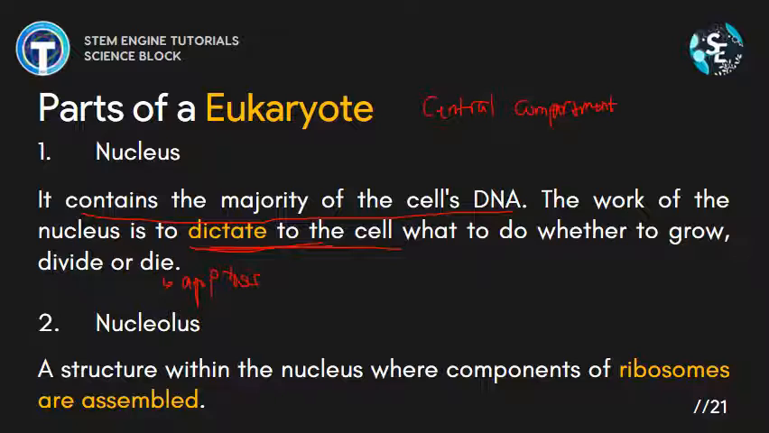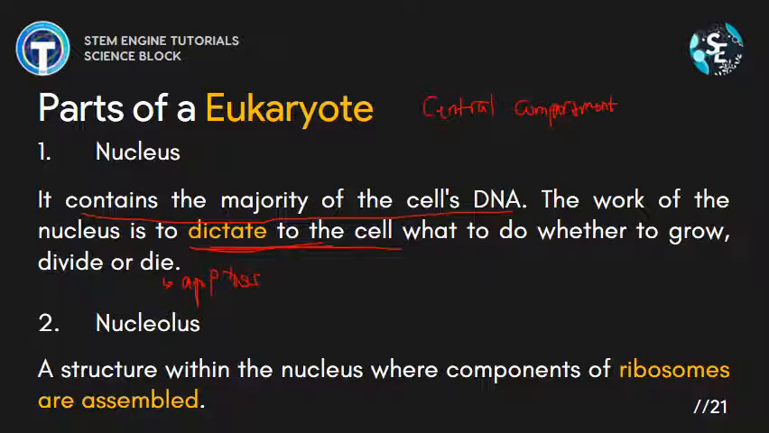So, ito yung nagsasabi kung dapat na ba siyang mag-grow, dapat na ba siyang mag-undergo ng mitosis or meiosis, or dapat na ba siyang mag-undergo ng cell death or tinatawag din nating apoptosis. So, additional knowledge lang. Ang tawag po natin sa programmed cell death or parang cell suicide is called apoptosis.